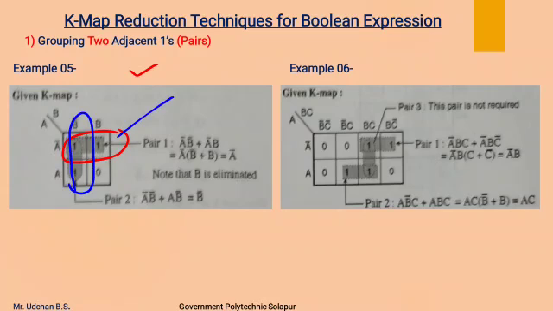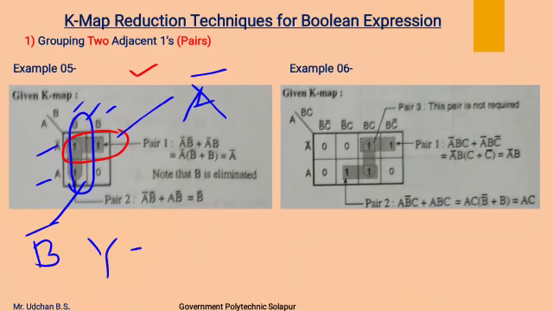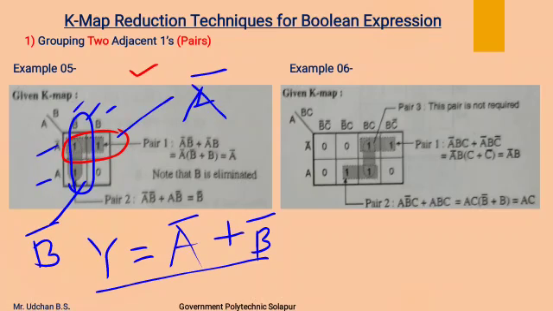Now the term related to this pair will be only A bar, as this B and B bar get cancelled. After that, the term related to this pair will be B bar, that is this one, this A bar and A get cancelled. So the final equation will be A bar plus B bar. This is our reduced equation.